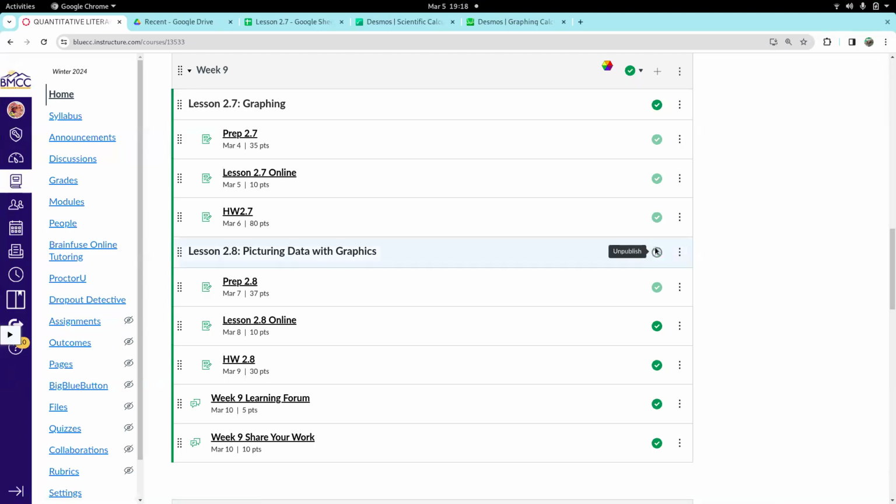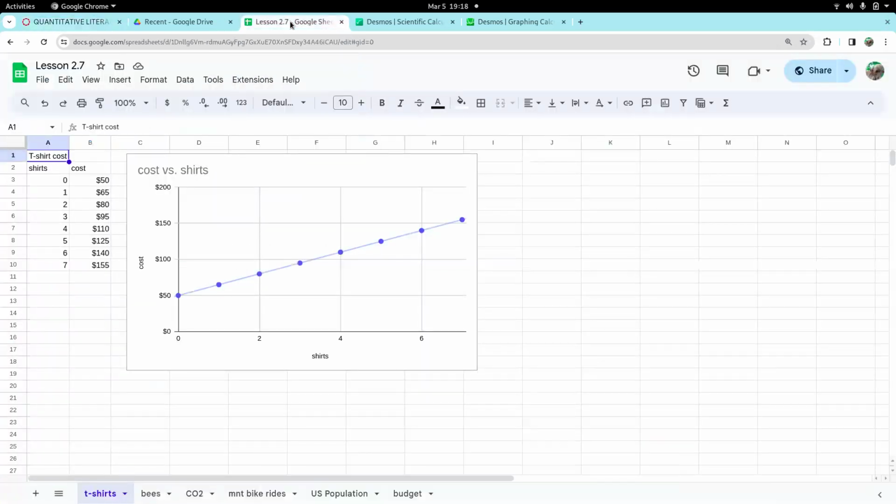This week in quantitative literacy, we'll be playing around with graphing. And we'll do that in a few different ways. So I just want to show some examples. Here I have t-shirt costs.